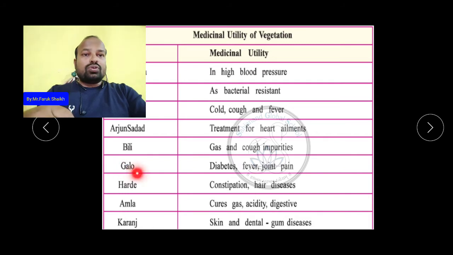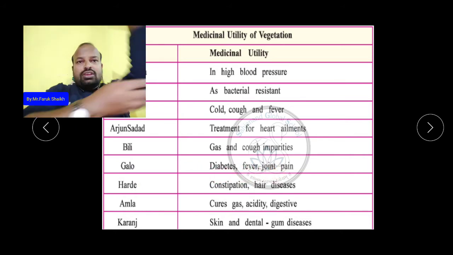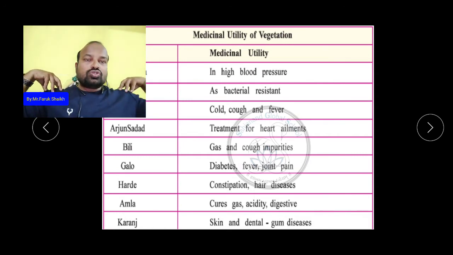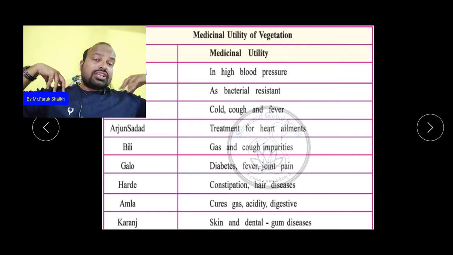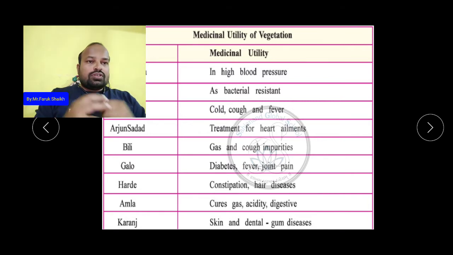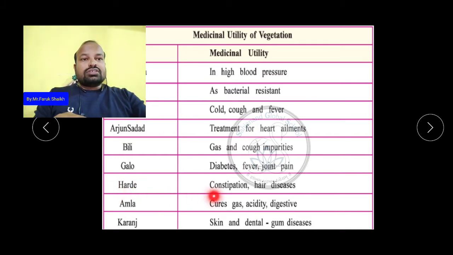Then gallo, that herbal is useful for diabetes, fever and joint pain. Joint pain means in our body there are so many joints. Here, these all are the joints. After the age of around 30, the density of the bone is reduced. So this gallo is useful for the joint problem.